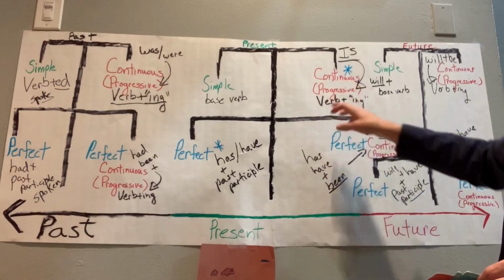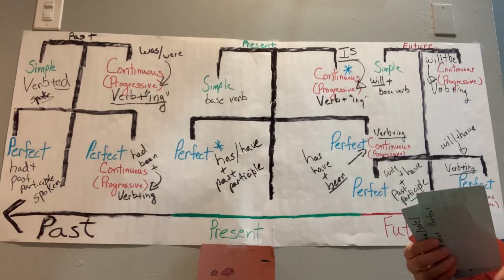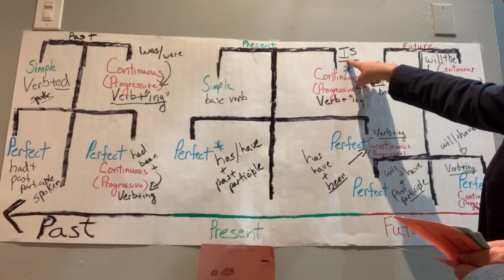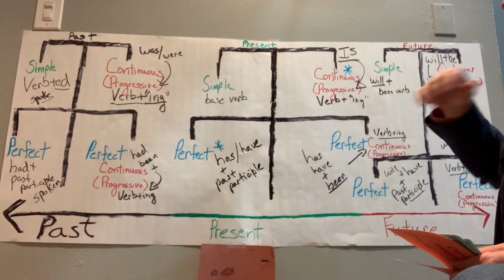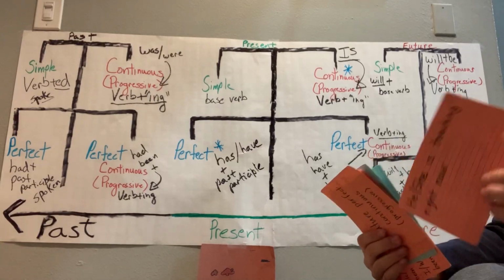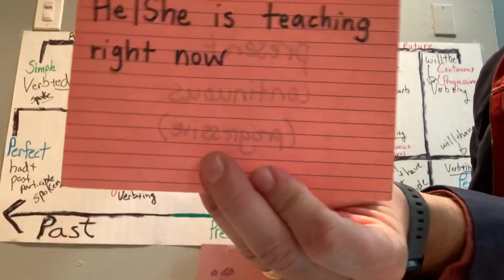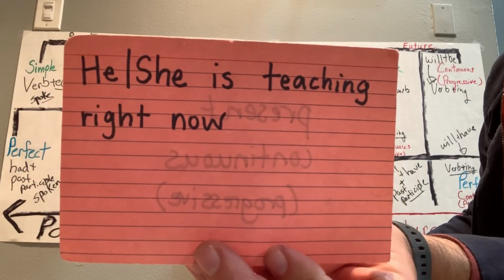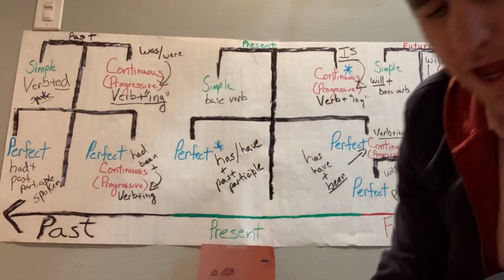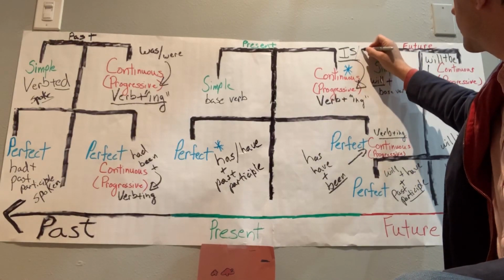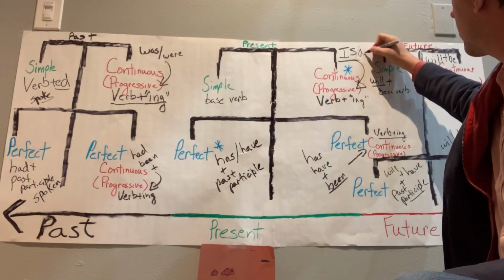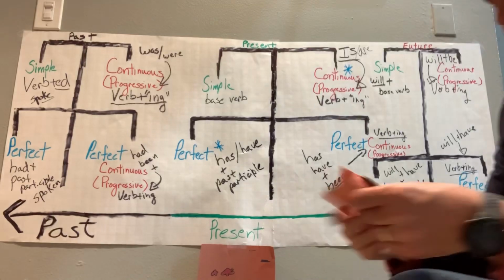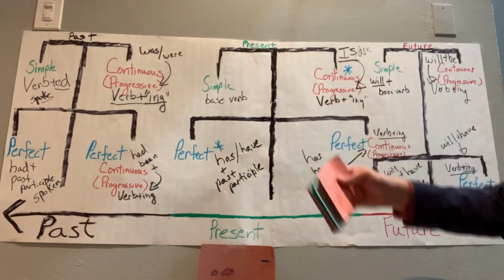All right, so present continuous. We're using the verb form be, which is is or are. So present continuous, we would say he, she is teaching, or he is talking, or they are talking. I'm just going to add this here because I don't have it written up here for us. They are, we are sitting. We are looking at this chart. So that's present continuous.